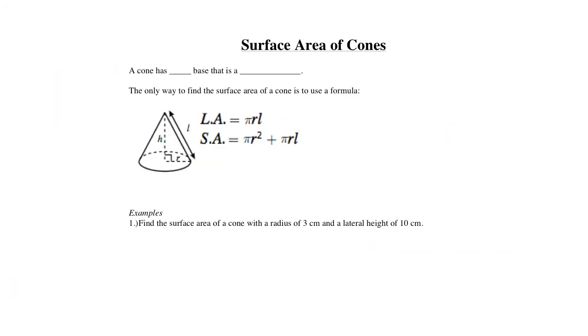Okay, our final section here is surface area of cones. Remember that a cone just has one base, and that's a circle. The only way to find the surface area of a cone is to use a formula. The lateral area, which just means not including the circle, is pi r L: pi times r, which is the radius, times L, which is the slant height of your cone. Pi r L is going to give you the outside of the cone. Then for the regular surface area, which includes the base, we're just going to add in the pi r squared, which is the circle on the bottom. So pi r L is the outside of that cone plus pi r squared, which is the circle.